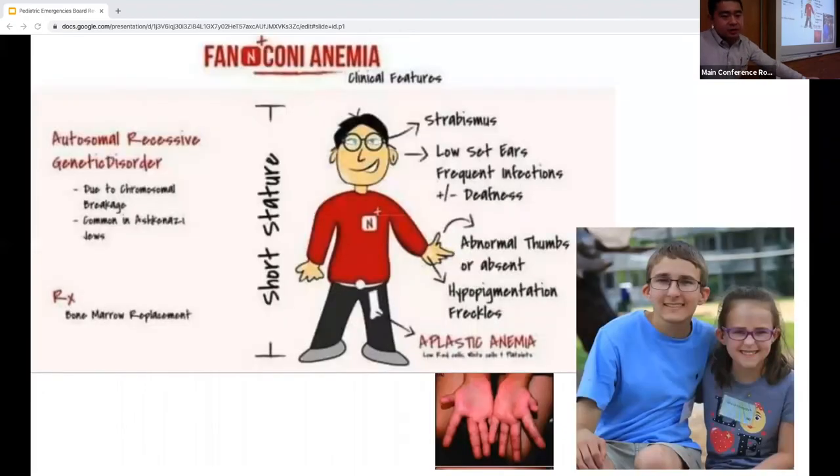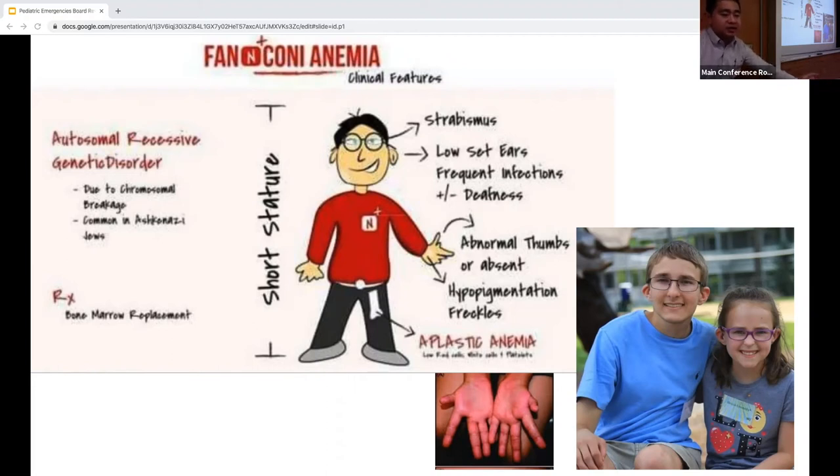So Fanconi anemia is a condition that you might get tested on. It's something you should be aware of. And also you should be aware that there's Fanconi anemia and also Fanconi syndrome, which is different. I think it's the same Fanconi, but double check that. Anyway, Fanconi anemia is an autosomal recessive genetic disorder. It's like a syndromic thing.